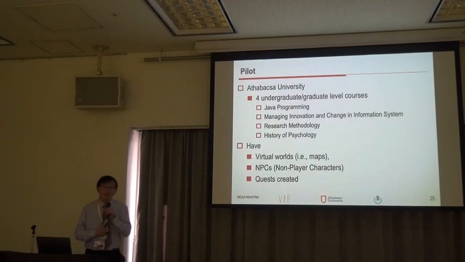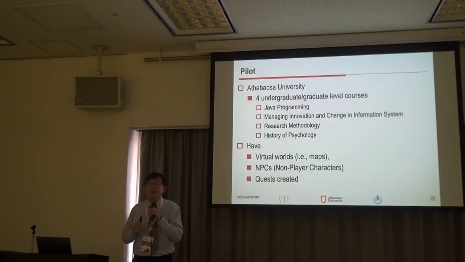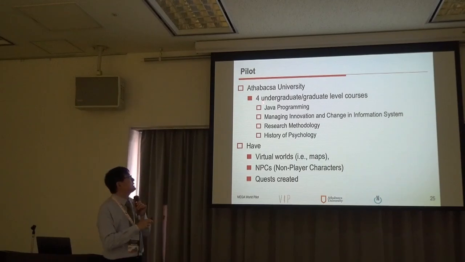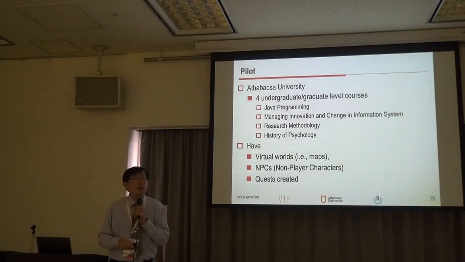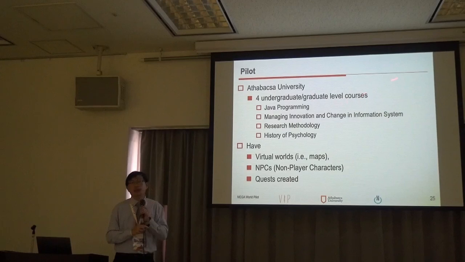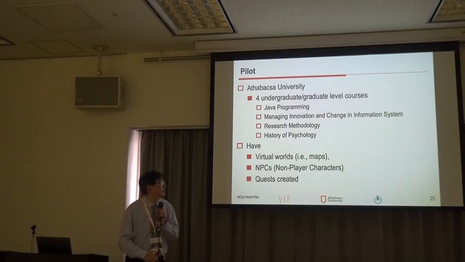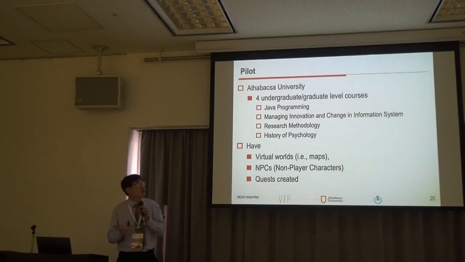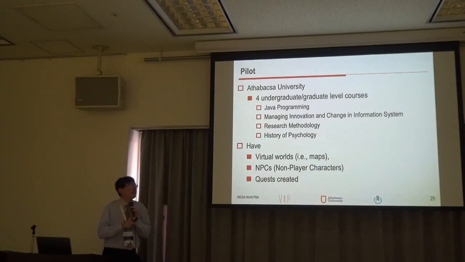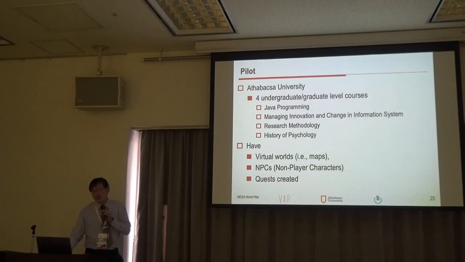And then we are doing a pilot. So you can see, at Sebastian University, right now we have four undergraduate and graduate level courses, including Java programming, research methodology, and the history of psychology. We intentionally try to create courses for different kinds of subjects and domains. Each of them has a virtual world, NPCs, and quests.